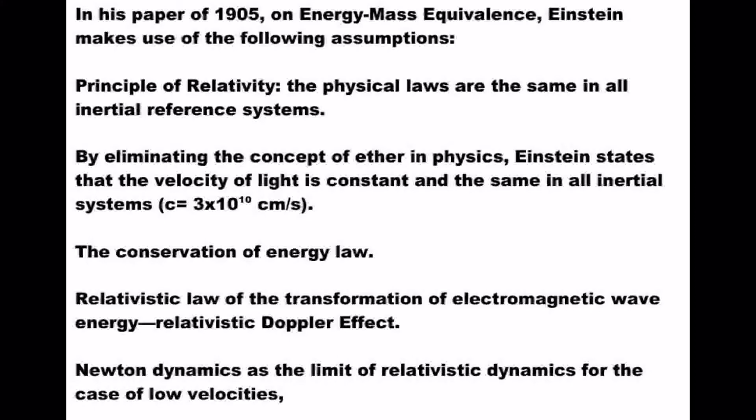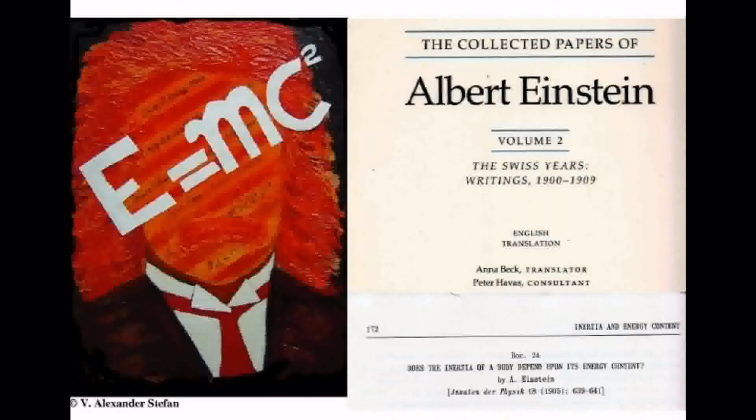Principle of relativity: the physical laws are the same in all inertial reference systems. By eliminating the concept of ether in physics, Einstein states that the velocity of light is constant, and the same in all inertial systems. Conservation of energy law. Relativistic law of the transformation of electromagnetic wave energy. Relativistic Doppler effect. Newton dynamics as the limit of relativistic dynamics, for the case of low velocities.